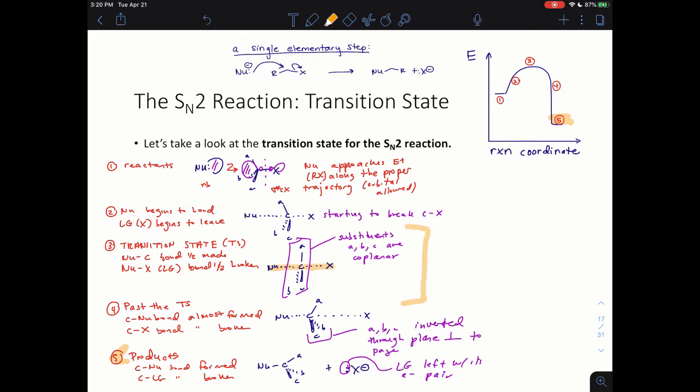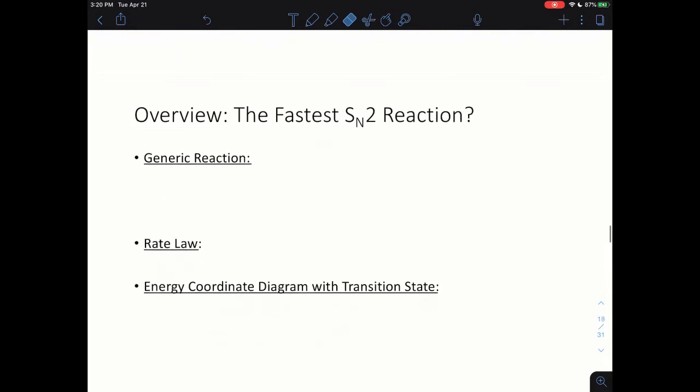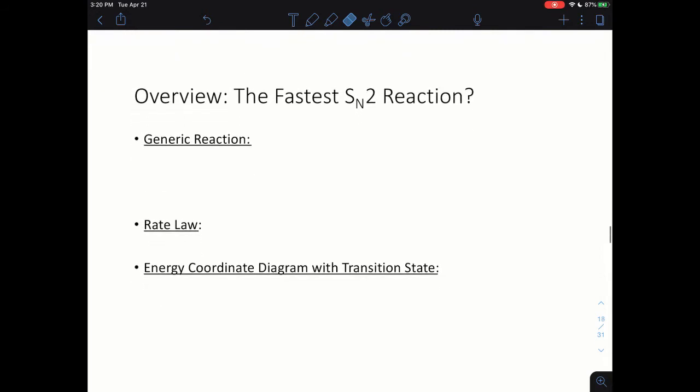In this transition state, you have these substituents A, B, and C being coplanar, and then they flip over to the other side. All right, the nucleophile carbon bond is made at the same time that the carbon leaving group bond breaks. And that's the key here. This is a single elementary step. That was a lot. You might have to listen to that again. Think about that again, okay? That was a lot. We're going to move on.